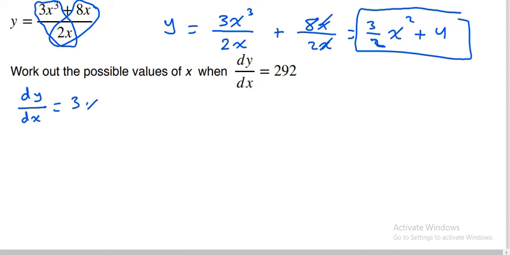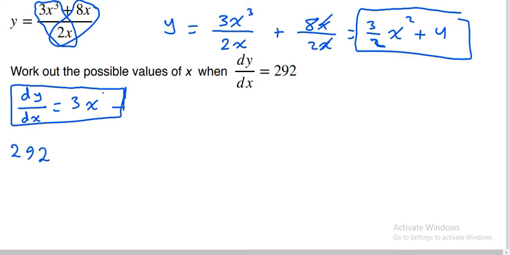Multiply by the power, subtract 1 from the power. 2 multiplied by 3/2 equals 3, 2 minus 1 equals 1, and this part, which is plus 4, equals 0. Here this is dy/dx. He said the value of dy/dx equals 192. So we'll form an equation and we will solve to find the value of x, as we can see here.